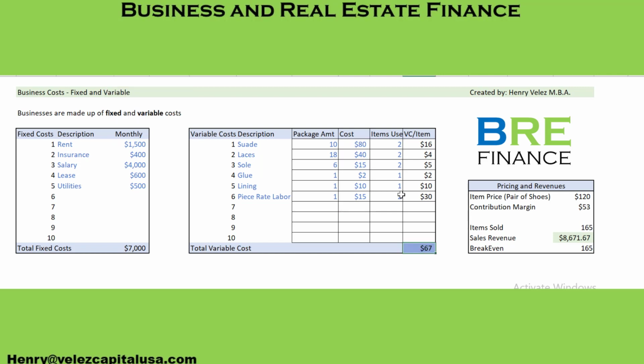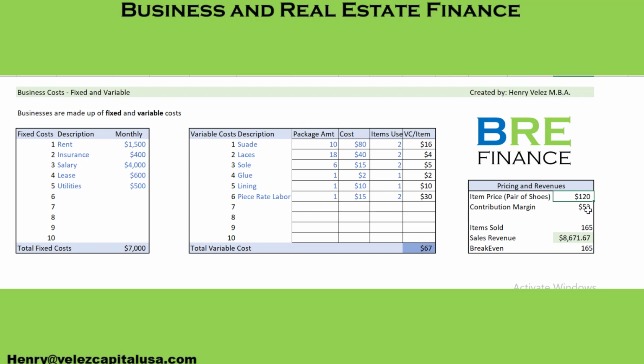So every time you make a pair of shoes, it costs $67 to make. Excuse me, one unit, the price of 1 unit that you're going to sell. So let's look at the pricing and revenues here. The item price is $120. You have to sell it over $67 or you're not going to make a profit.